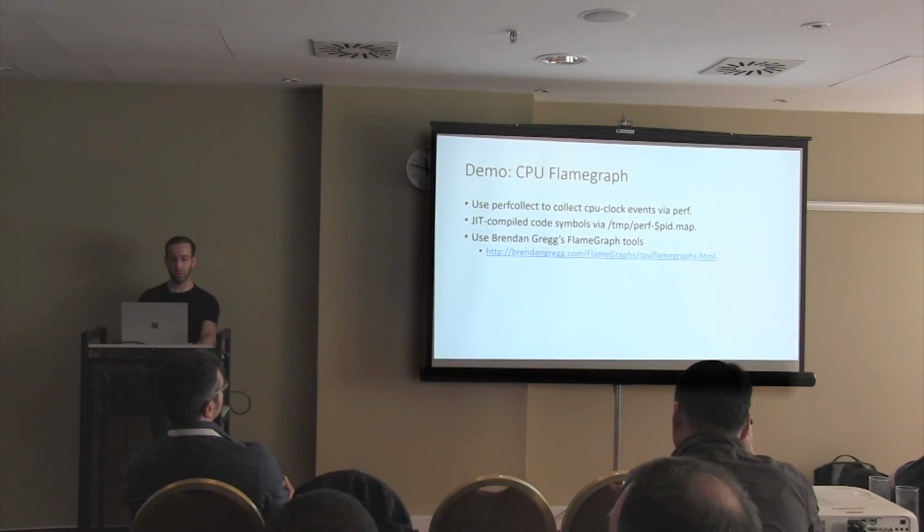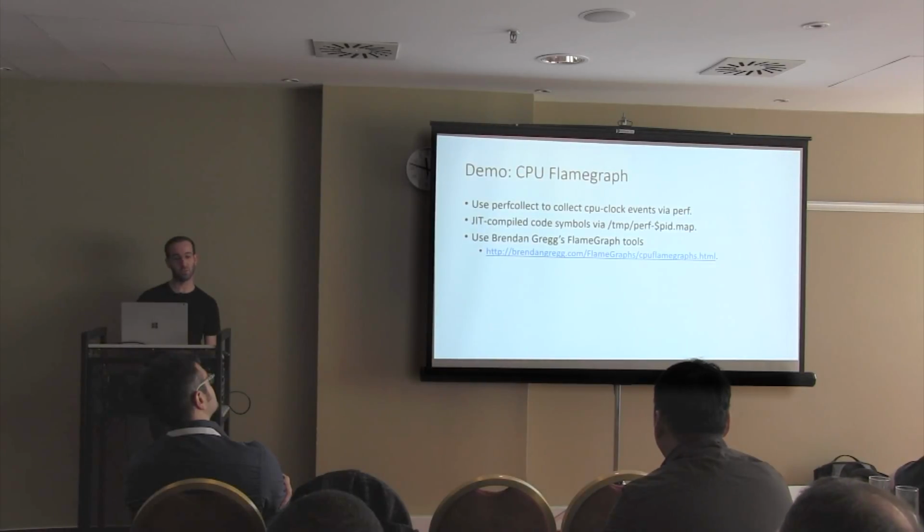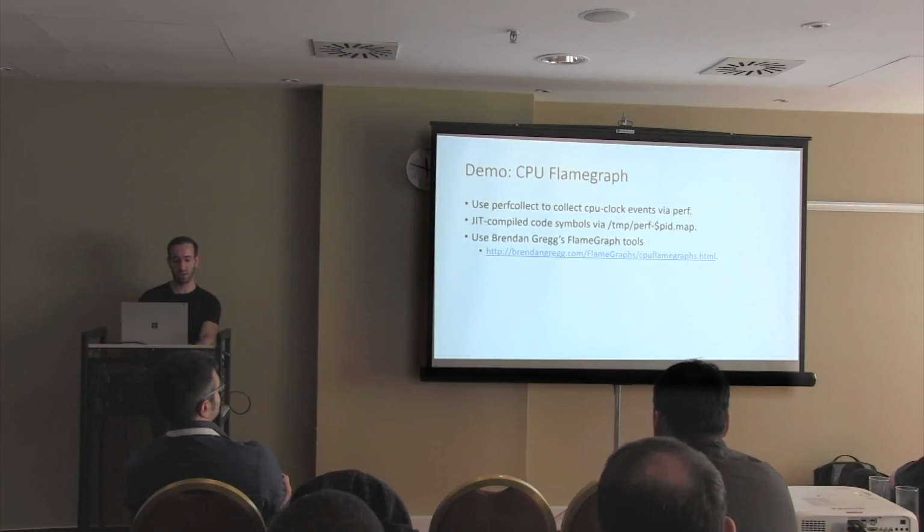So before I go any further, I want to just do a quick demo of a CPU flame graph. The idea here is that we'll use perf collect to collect CPU clock events via perf, and we will enable gzip compiled code symbol collection via the existing perf mechanism, and then use Brendan Gregg's flame graph tools to generate the flame graph. And the nice thing about this is that you as the user don't have to do anything special, and we haven't really written any special tools to make this happen.